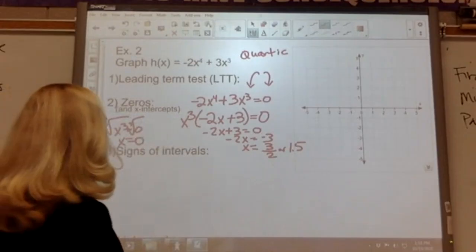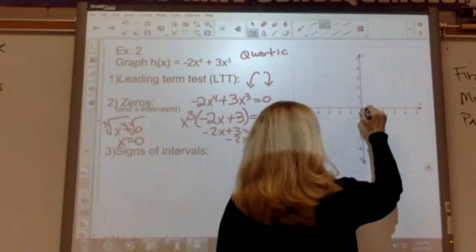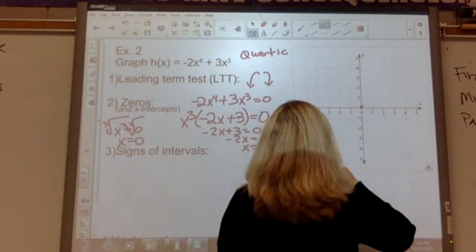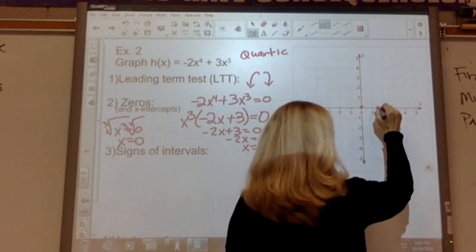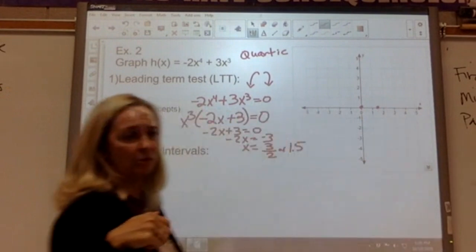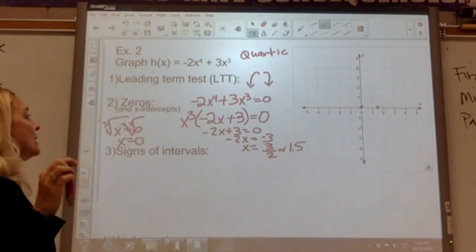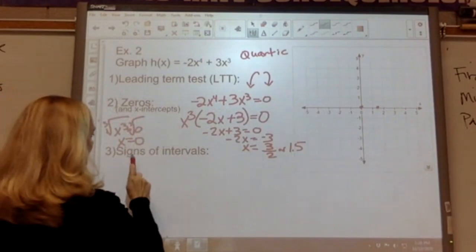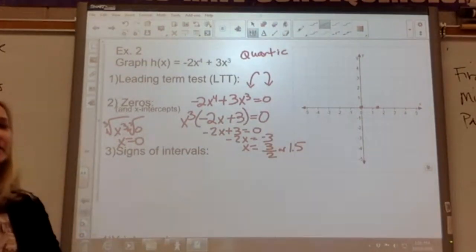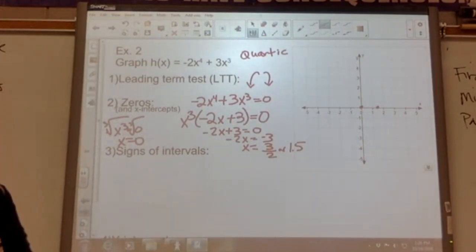That tells me I have a 0 here. There's a 0 right here, and then there's 1 at 1.5, or 3 over 2. Okay? So that's my 2 zeros that I see. Now, the signs of the intervals. All right, this is not hard. It's just a little tedious.